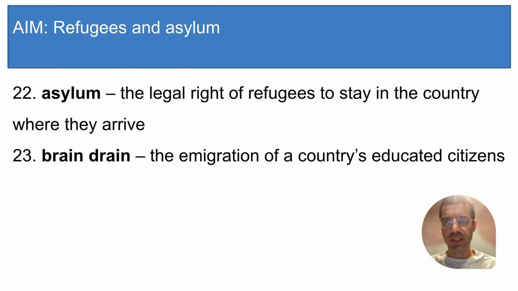The last term today is brain drain. Brain drain refers to the emigration of a country's educated citizens. Brain drain is common in conditions of forced migration like a war because compared to the population as a whole, educated citizens often have more resources that are needed to leave the country. Those resources include money, as well as the knowledge needed to navigate the legal process needed to get asylum.